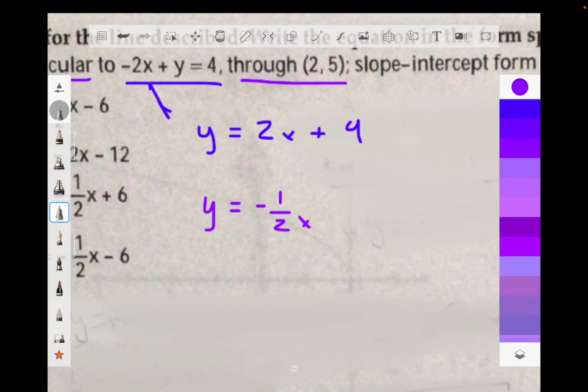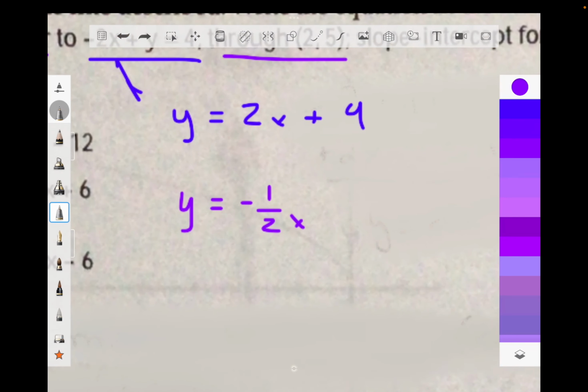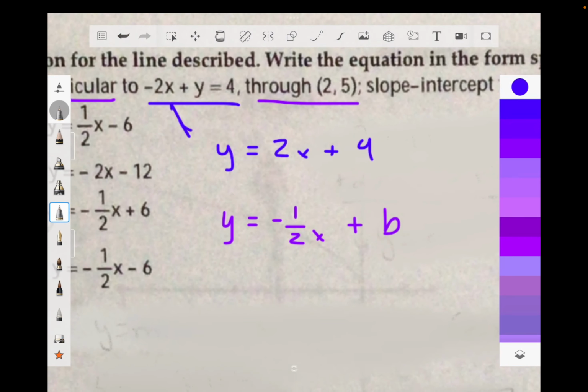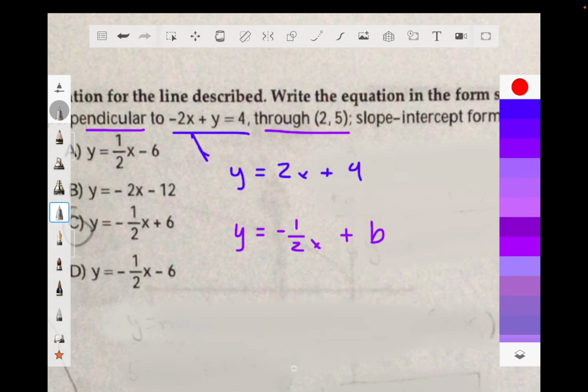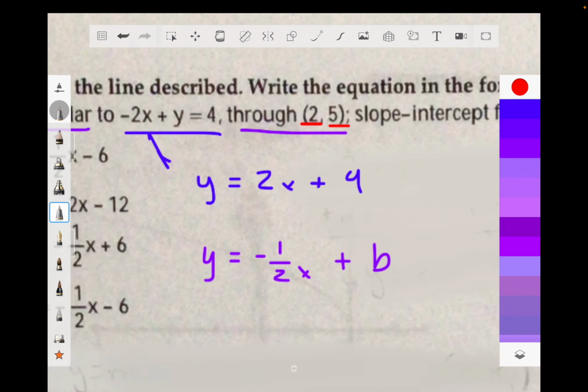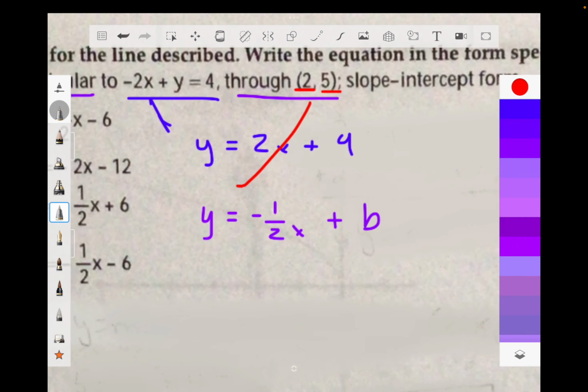So we need a specific line. This slope still works, but we need a specific y-intercept now. So we add b. But guess what? They gave you an x and a y coordinate that you're able to plug into here and here.